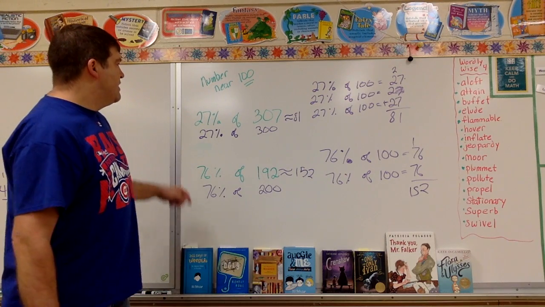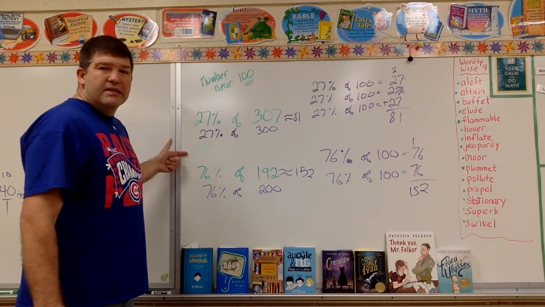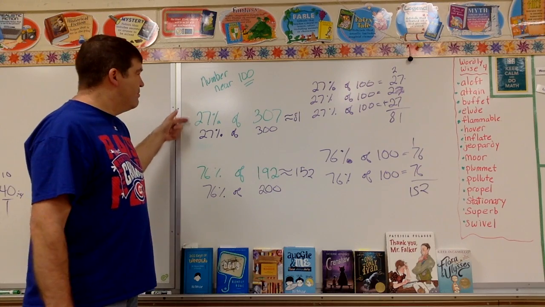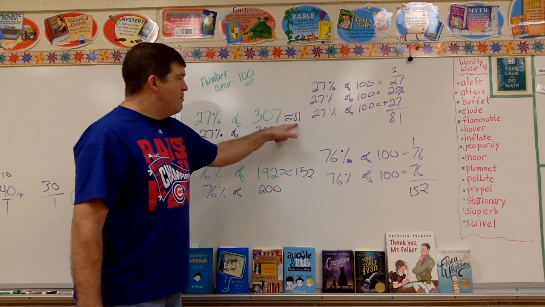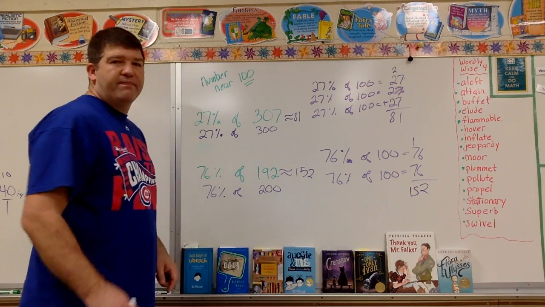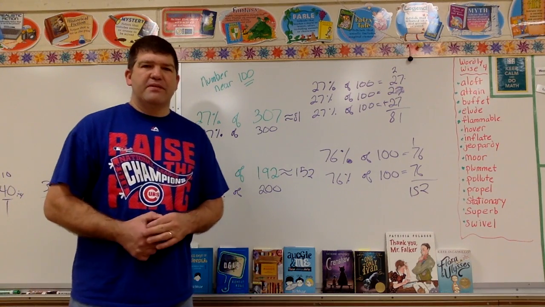And this one is 27. So this is quite a bit less than half. Half of 300 is 150. 81 is quite a bit less than 150. So I feel like I'm in the ballpark there. Okay? So that's how you estimate percentages.